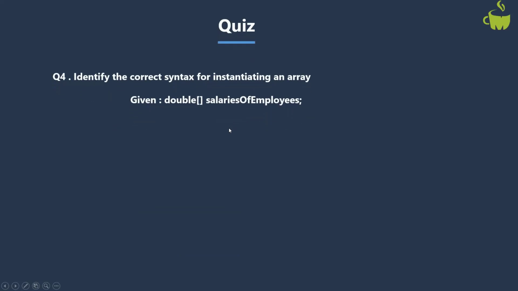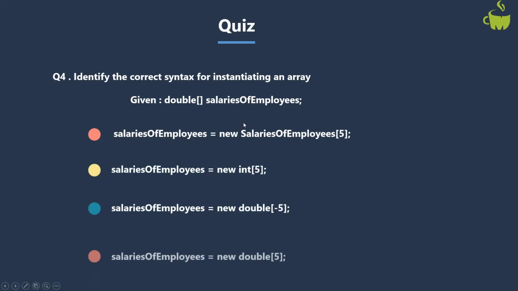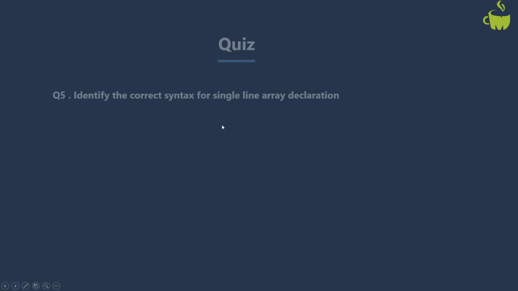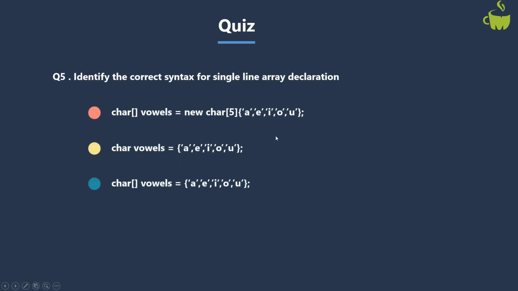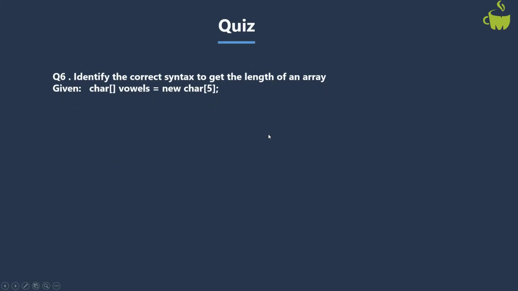Question number 4. Identify the correct syntax for instantiating an array: double salaries of employees. So here are the options. Question number 5. Identify the correct syntax for a single line array declaration, and here are the options. And question number 6. Identify the correct syntax to get the length of an array, given a character array vowels equal to new char of 5, and here are the options.